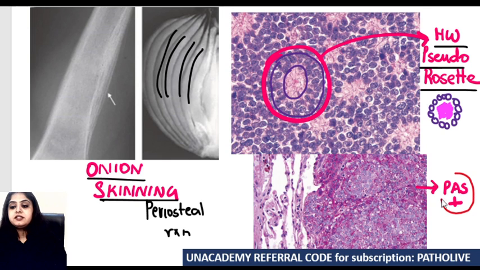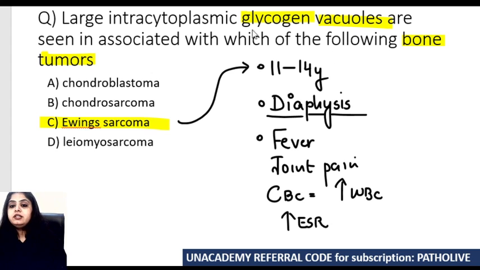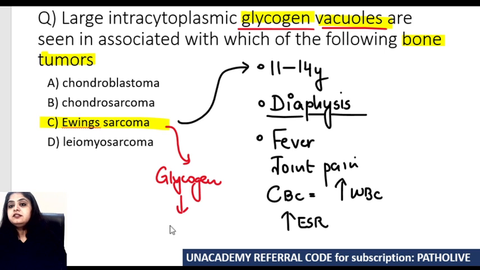What special stain comes positive? In all these tumor cells, suddenly I see all of them have become very pinkish. Why? Because I've put a stain called PAS. What does PAS denote? Please remember, all these tumor cells contain glycogen. And because they contain glycogen, I can definitely say that these tumor cells are going to be PAS positive. So that was the question that was given to you.